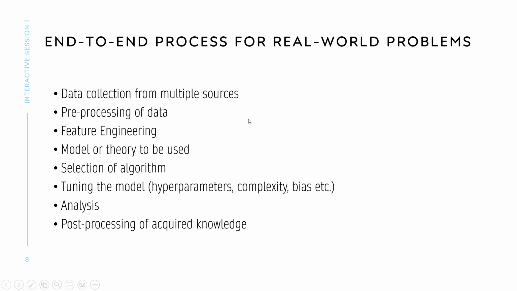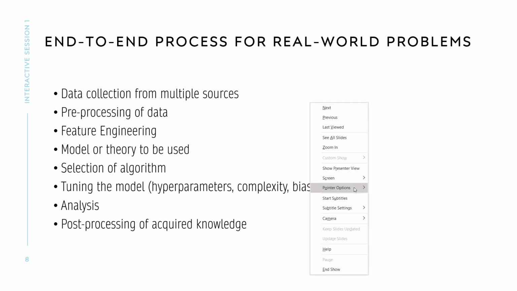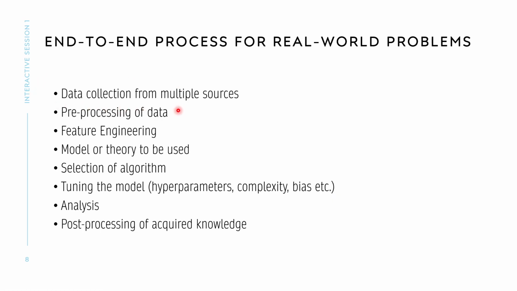Okay, so now we saw the applications of machine learning, but how do you actually go about building a machine learning model or building a machine learning algorithm? The first step is data collection, from multiple sources. In very large scale systems, this is usually achieved through data mining, as I said. Then we have to pre-process the data.